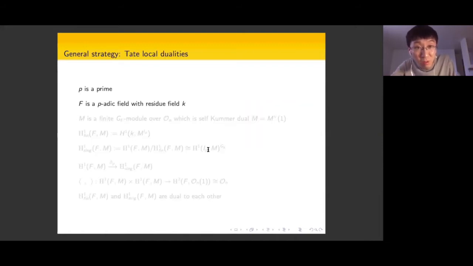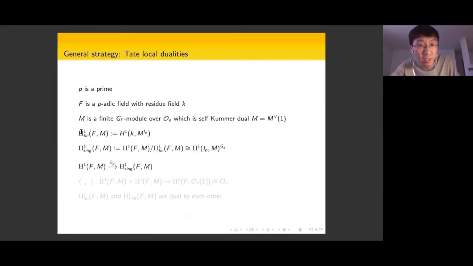Next I want to review a little bit about Tate local duality. If p is a prime and F is a p-adic field with residue field k, and M is a finite Galois module over O, which I assume is self-Kummer dual. Here dual means Pontryagin dual. Self-Kummer dual means that M is isomorphic to the Pontryagin dual of M twisted by 1.